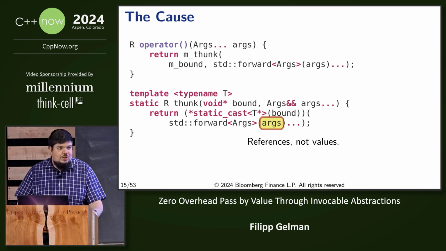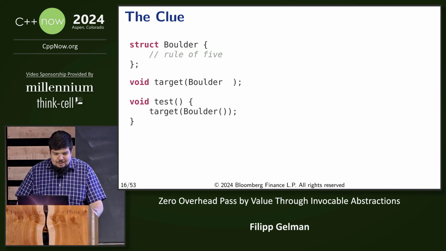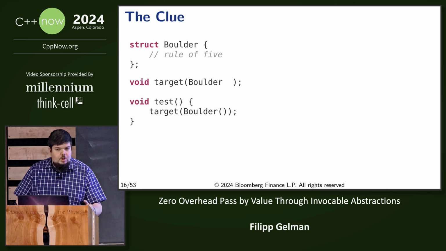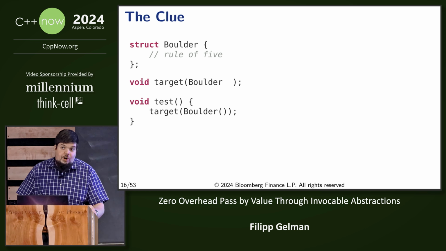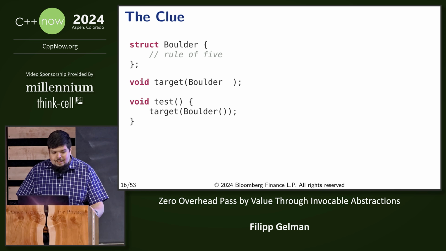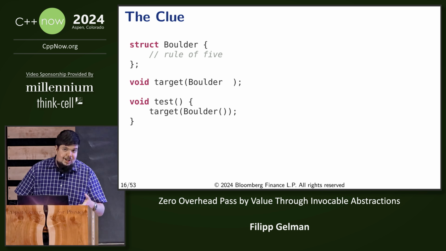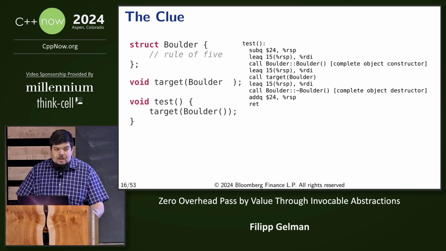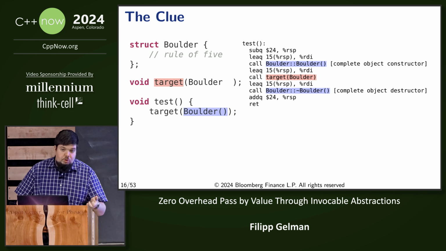Well, it turns out that there is a trick. Suppose I have a struct boulder. It's not trivial, but it is copyable and movable. And I have a function target taking it by value, and I have a function test calling target of a temporary boulder. The assembly looks a little bit like that. The important parts are that first we construct a temporary boulder, then we call the target, and then we destroy our temporary boulder.